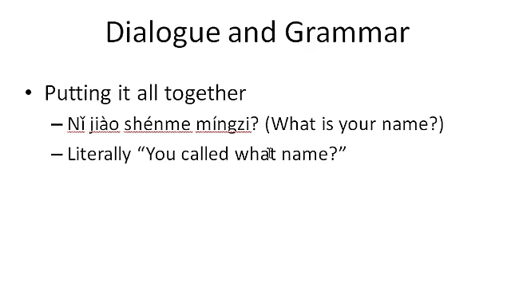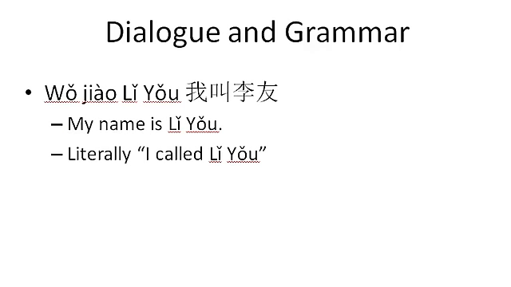So let's put it all together. In the dialogue we heard, what is your name? 你叫什么名字? What is your name? 我叫李友. So here we have, my name is Leo. Literally, I called Leo. My name is Leo. 我叫 Leo.